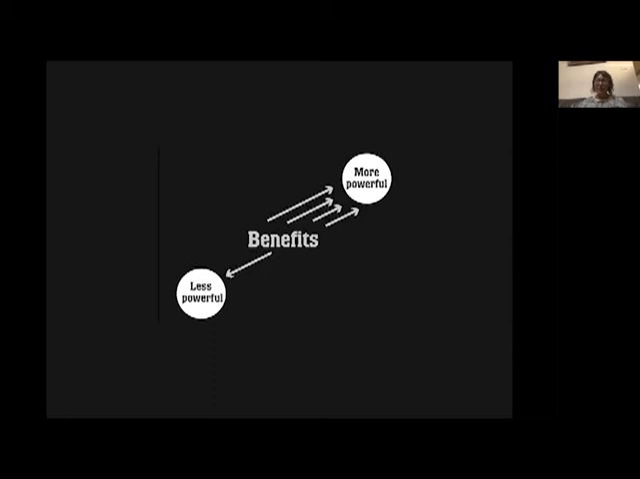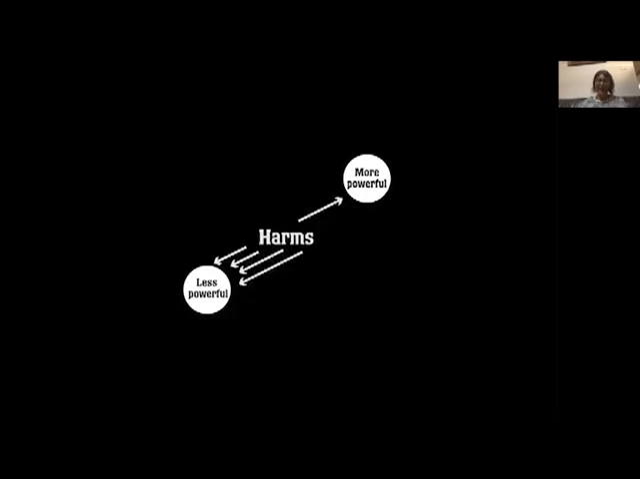And what can occur from this process? Design justice talks about benefits and harm, and this process can result in benefits for the more powerful and less benefits for the least powerful within that power dynamic and within that usual practice of design. And in looking at harm, the less powerful are harmed more so than the more powerful.